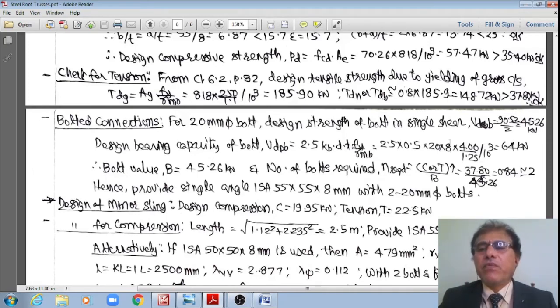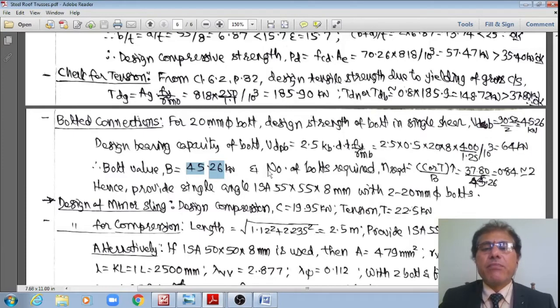That multiplied by 400 divided by 1.25 divided by 10 to the power 3 works out as 64. Therefore, the bolt value is the least of the 1 in shear criteria and the 2 in bearing criteria. Out of these two, 45.26 and 64, 45.26 is the minimum value.